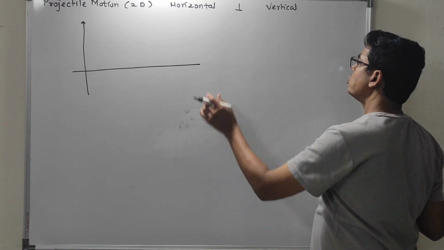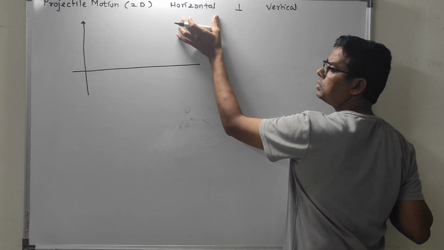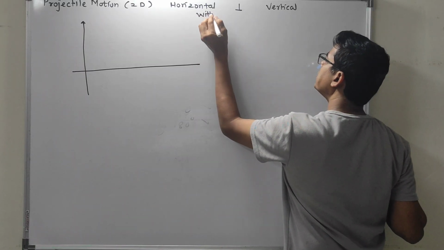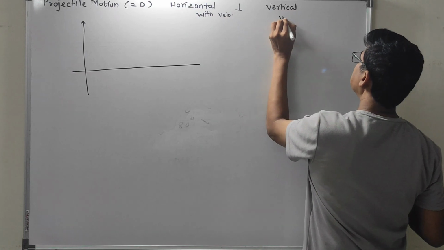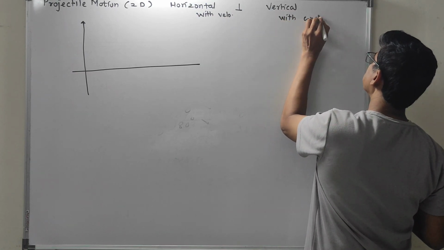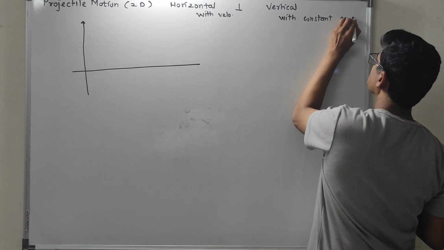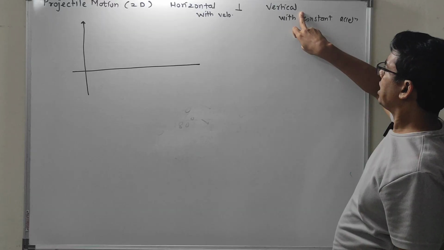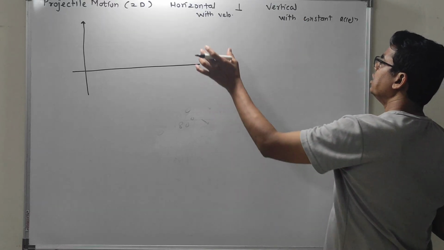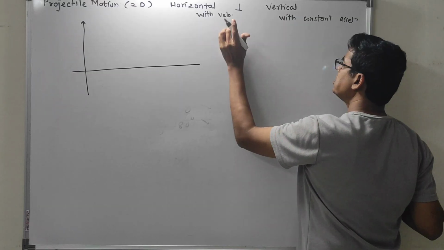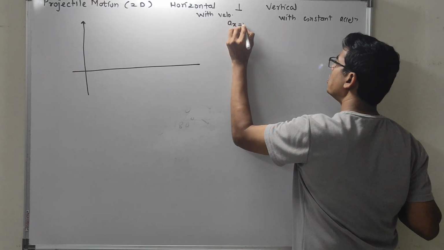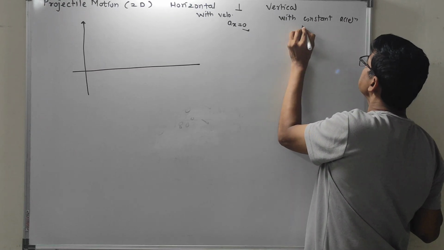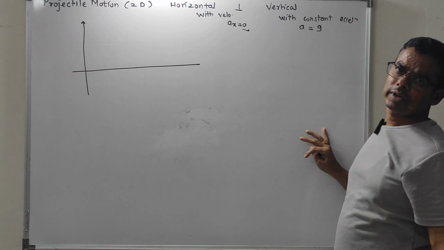Projectile motion is a motion of an object in two perpendicular directions, one horizontal with constant velocity and the vertical direction with constant acceleration. Horizontal velocity is constant and vertical acceleration is constant. In the horizontal direction, as velocity is constant, there will be no acceleration, so horizontal acceleration is 0. Vertical motion is with constant acceleration, and that acceleration is equal to acceleration due to gravity.